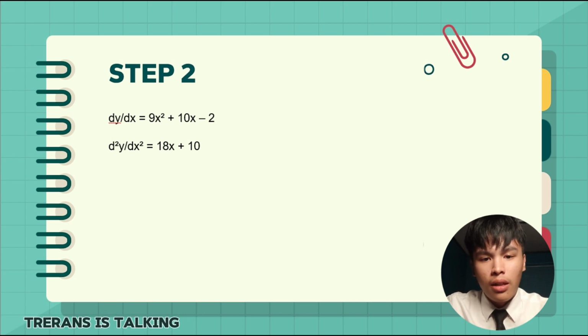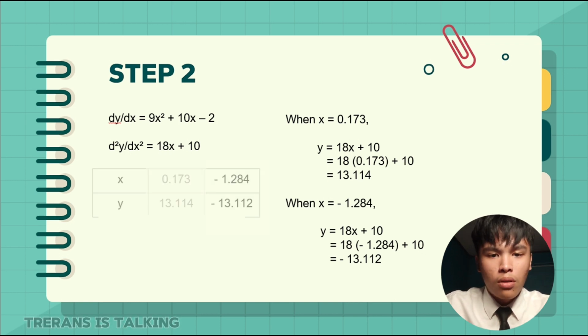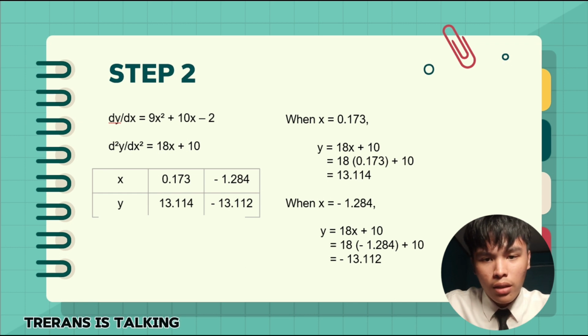Now we see the right side first, which is the values of x1 and x2 that again my friend will get from the previous step. So we change the x values in the d square y divided by dx square equation to 0.173 and get y equal to 13.114, and repeat the same step again, but this time using the x value of negative 1.284, that again gets y equal to negative 13.112. And now I will show a simpler way to look at the x and y values.